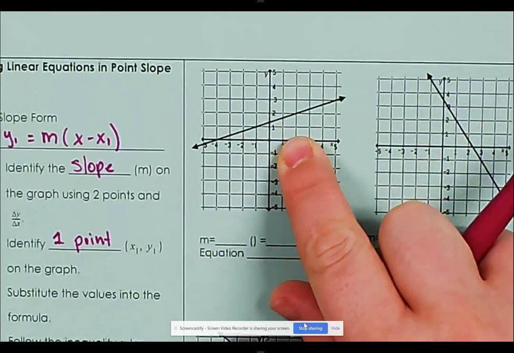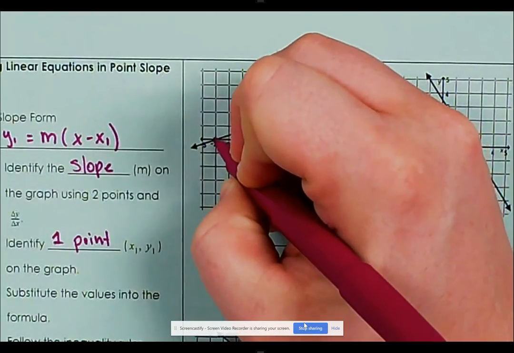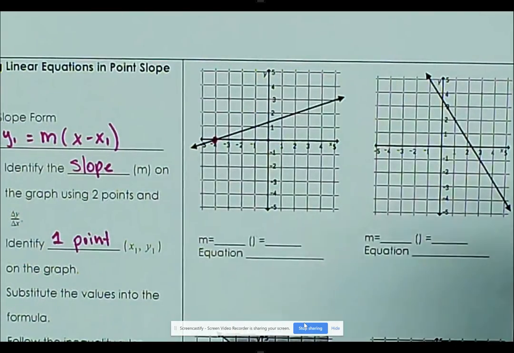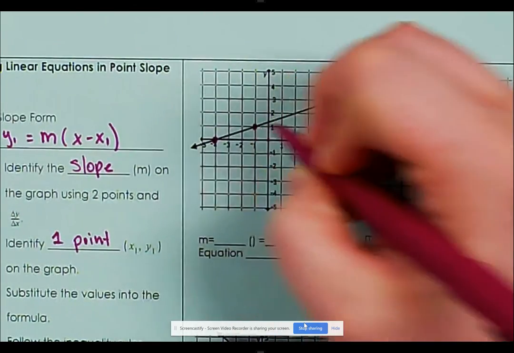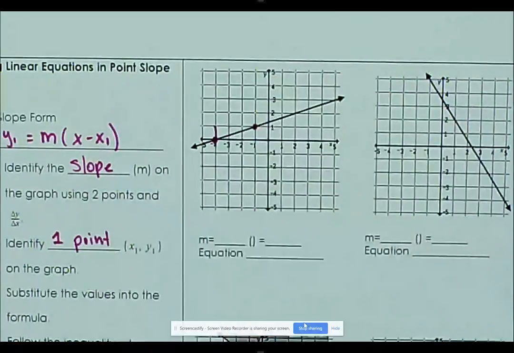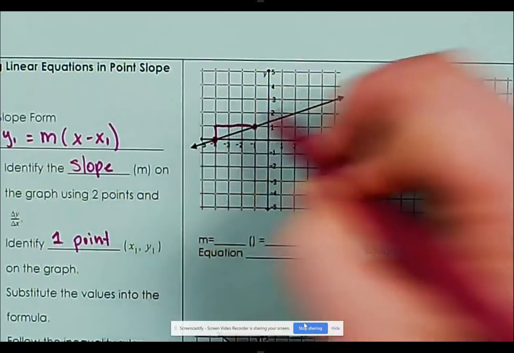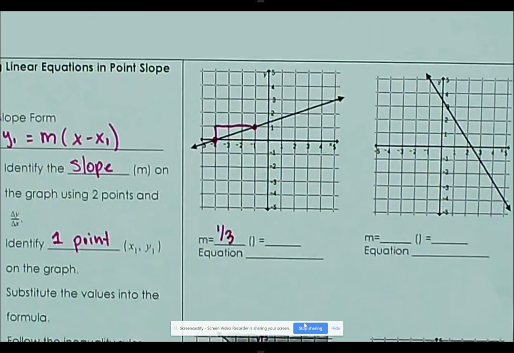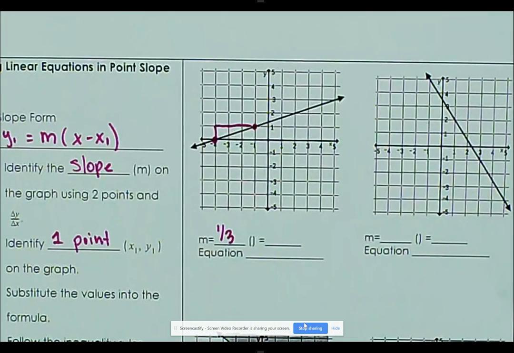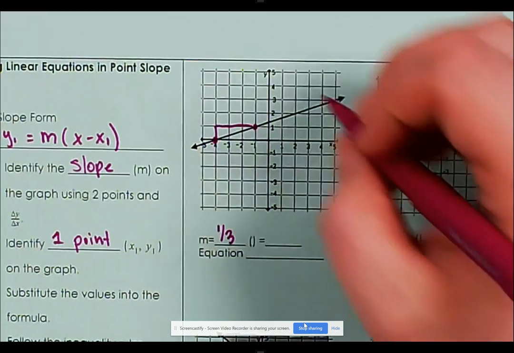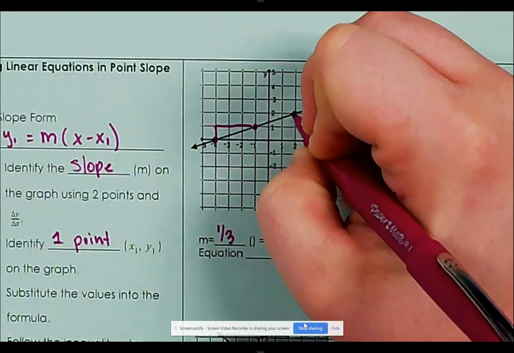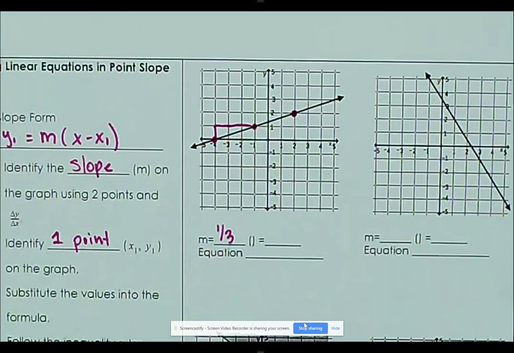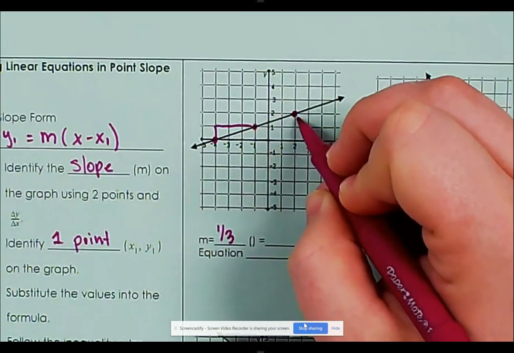So here for this first example, I see a perfect point here, and I see one here. So I'm going to be going up one box over 3. So my slope is going to be 1 over 3. Remember, we're always simplifying our slopes. And then I'm going to pick one perfect point. This is a perfect point here at 2, 2.